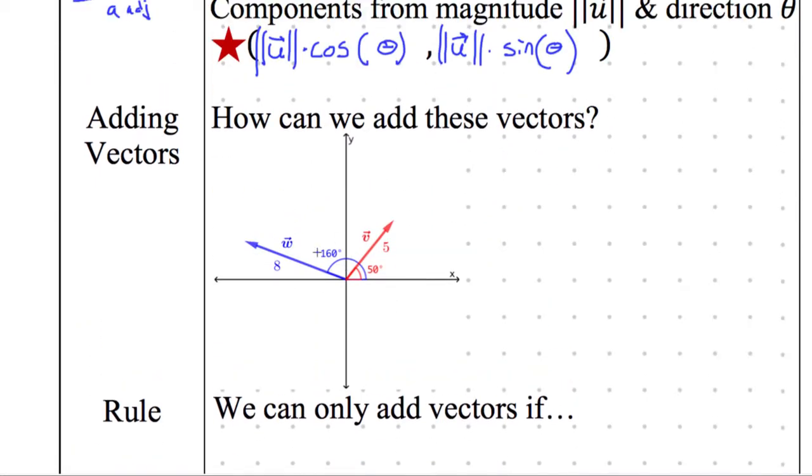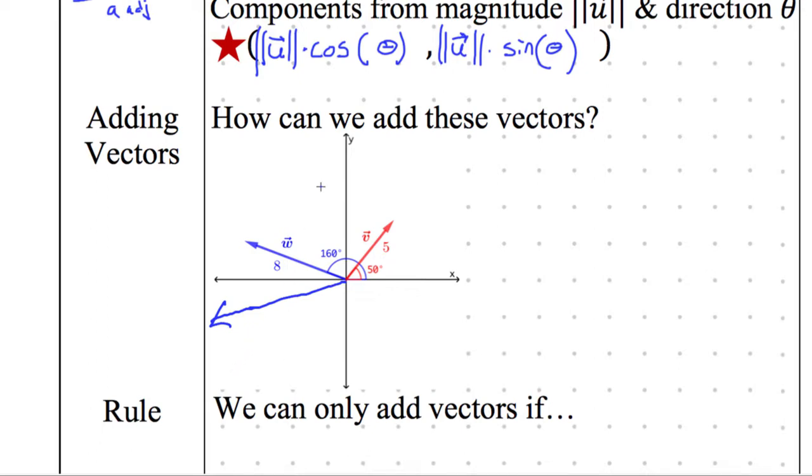So let's say I have these two vectors, v and w. V is 50 degrees and has a magnitude of 5. Our argument, or our theta, is 160 degrees for vector w, and it has a magnitude, or length, of 8. How do we add those two together? What are your thoughts? Well, can you just add 50 and 160 to get 210, add 5 and 8 to get 13? So 13 at 210 looks like that. So when I add those two together, does that look right?